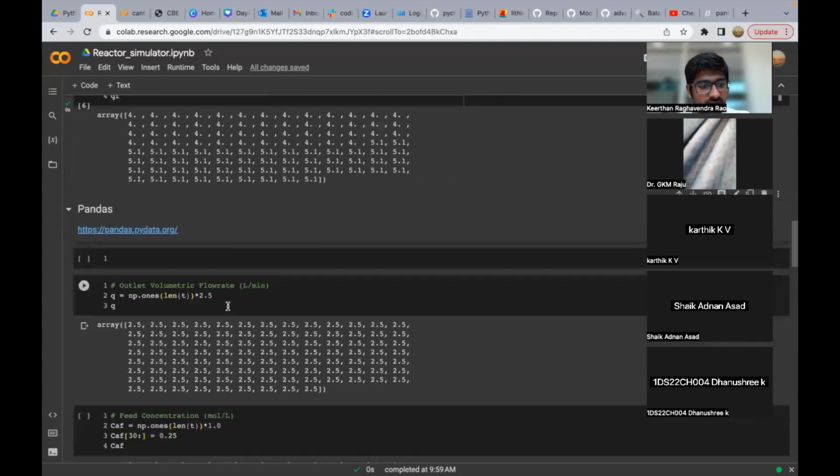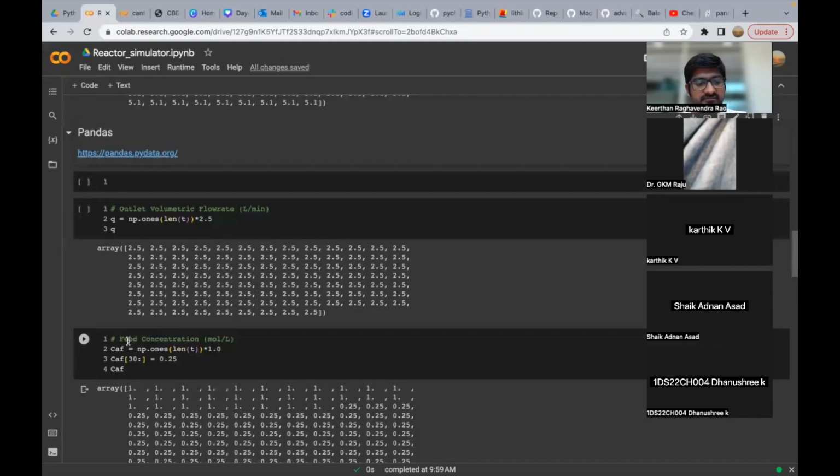That's the volumetric flow rate. The output volumetric flow rate, we're keeping it constant. I know that this is not usually the case. You can always have varying volumetric flow rate depending on your feed flow rate. So that's something, if you have your data on, you can always include here.